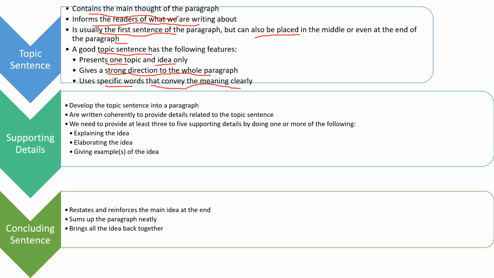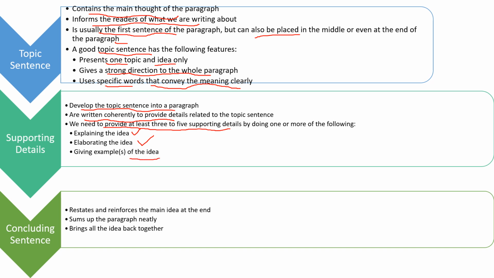Next, we are moving on to the supporting details. Supporting details develop the topic sentence into a paragraph. Supporting details are written coherently to provide details related to the topic sentence. You need to provide at least 3 to 5 supporting details by doing one or more of the following. For your case, you are required to write 3 supporting details. You can do that by following these details here. You can explain the idea, elaborate the idea, and you are required to give an example of the idea.